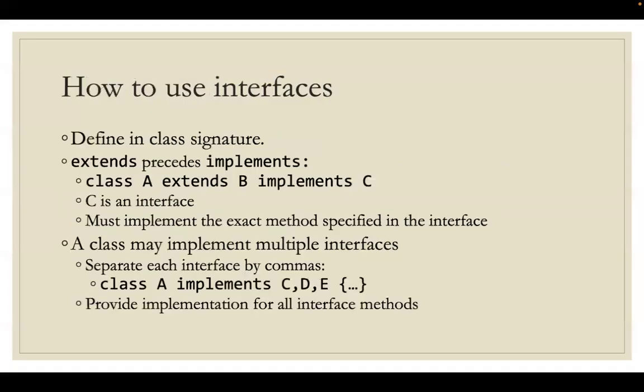So we use it with class A implements C. So implements is the keyword for interfaces. And if we're extending anything, it goes after the extends bit. So we have A extends B, implements C. And we can possibly have many interfaces.